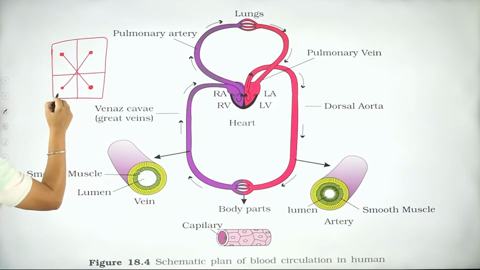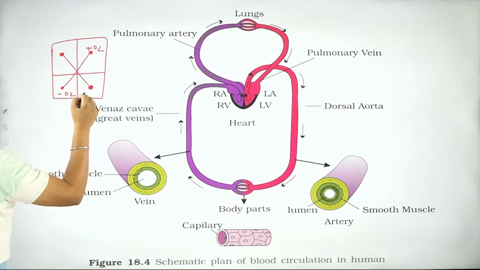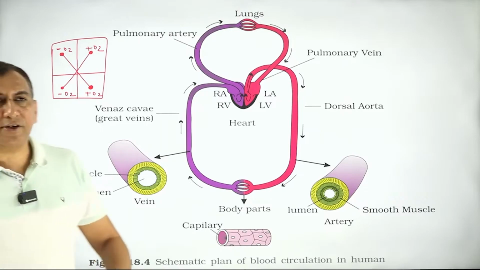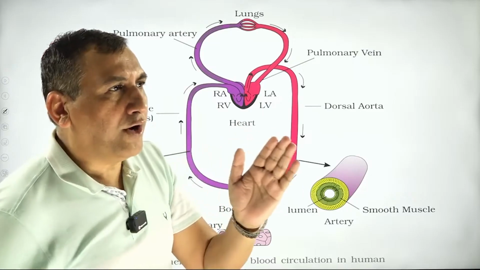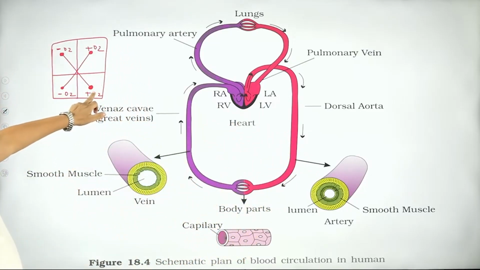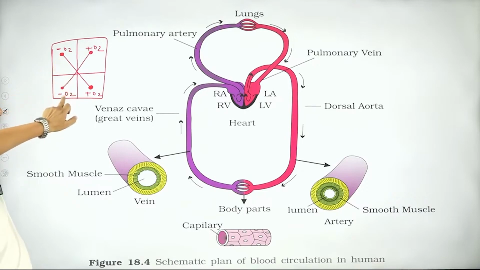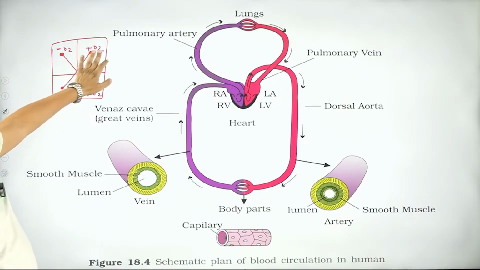So just see, this is the impure blood. This one is the pure blood. This is the pure blood. This one is the impure blood. So heart blood circulation goes in this way. The flow of pure blood starts from the left ventricle and the impure blood comes into the right atrium. This is one circulation. The second one is the impure blood going from the right ventricle to the lungs and coming back to the left atrium. So this is the one point.